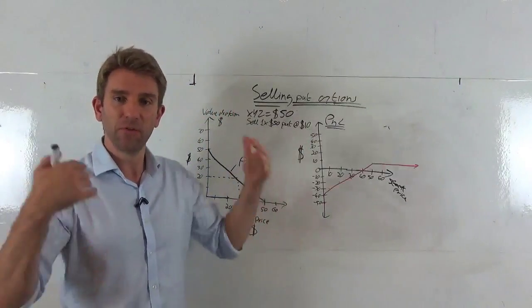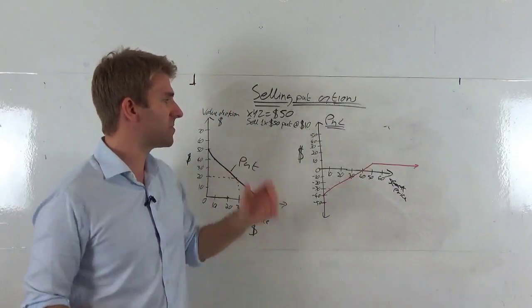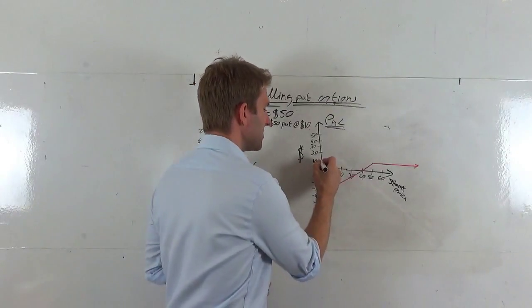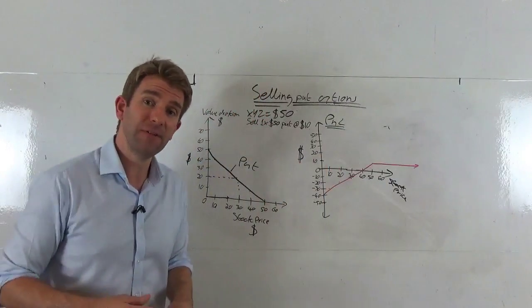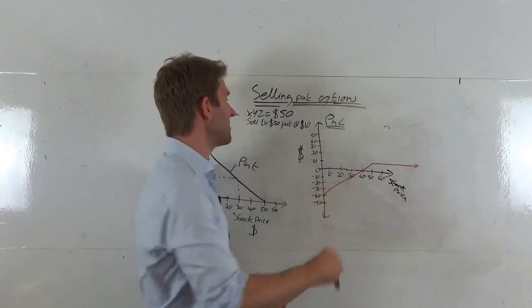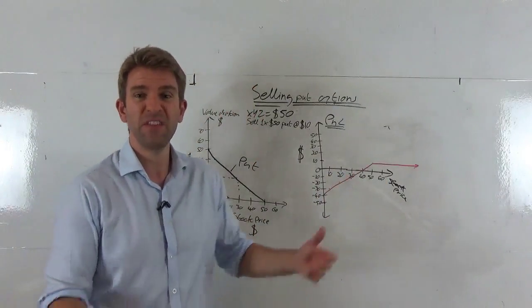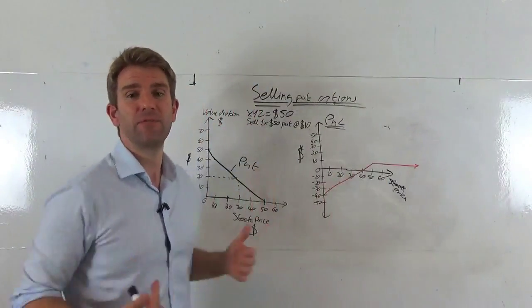I get to keep the full value of that contract. It's expired, worthless. Great, I've made $10. And it's the same for $50 as well, right? Because if he's got the right to sell something at 50 that's currently trading at 50, there's no value to that. So I get to keep his full premium.